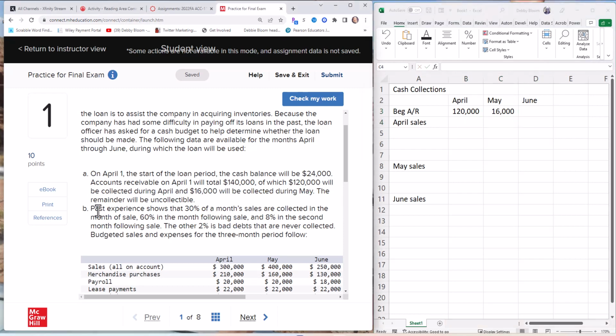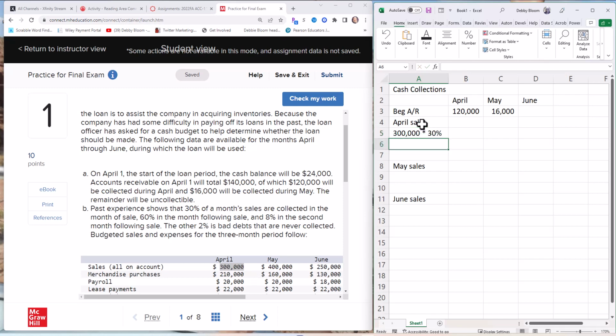Now we're going to use part B. Past experience shows that 30% of a month's sales are collected in the month of sale, 60% in the month following sale, and 8% in the second month following sale. So for April sales, the amount that is going to be collected in April is 30%. 30% of a month's sales are collected in the month of sale. So collected in April, for me, my April sales are $300,000. So collected in April is $300,000 multiplied by 30%. I'll do all of the calculations in a moment.